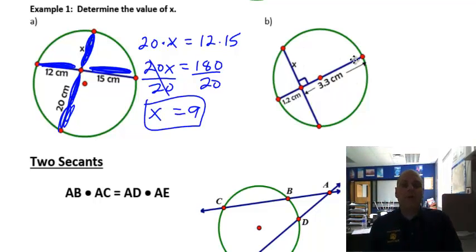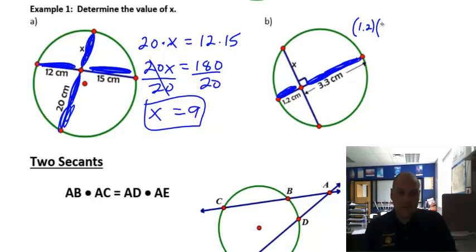Now, here's another example. We know it's going to be this times this. So we know it's going to be 1.2. I'm running out of room. It's going to be 1.2. I'm going to use parentheses just because I have decimals. 3.3. I know it's going to be that times that. What's going on here, though? They didn't give me this or this.